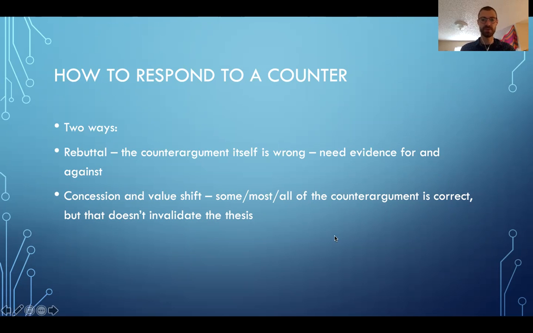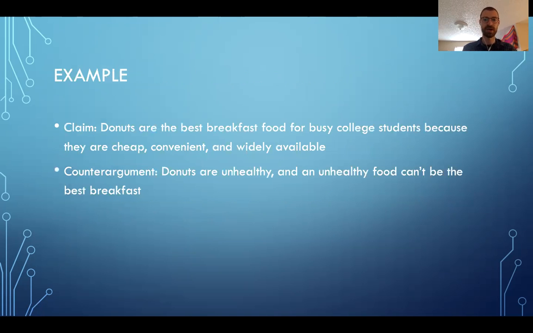So I found that the best way to learn this is to go through some examples. So I have an example. Here's the claim, the same one we used in the first video, the one we've used a bunch of times this semester. Donuts are the best breakfast food for busy college students because they're cheap, convenient, and widely available. The counterargument: donuts are unhealthy, and an unhealthy food can't be the best breakfast. So it doesn't address a reason, but it does undercut the thesis, which says they're the best. This counterargument says they're not the best because they're unhealthy.